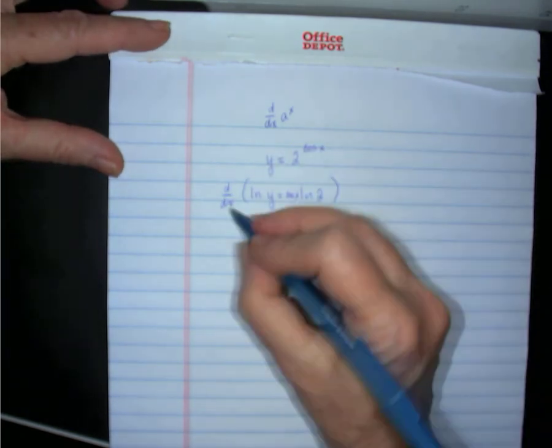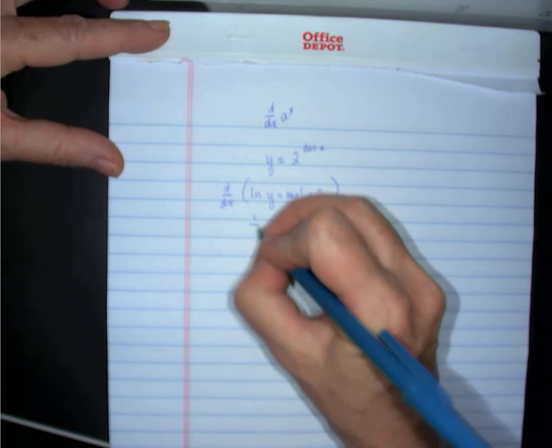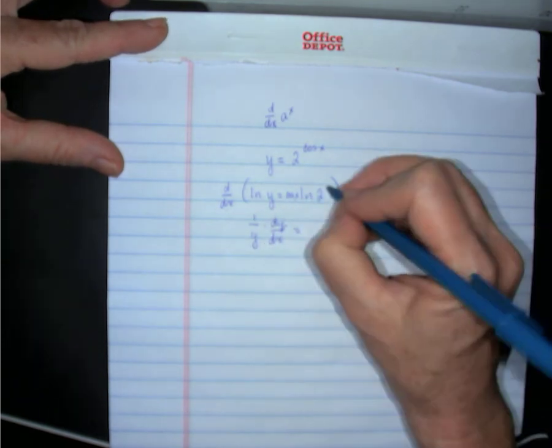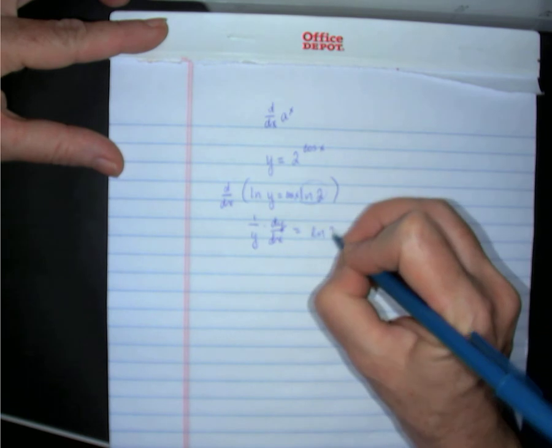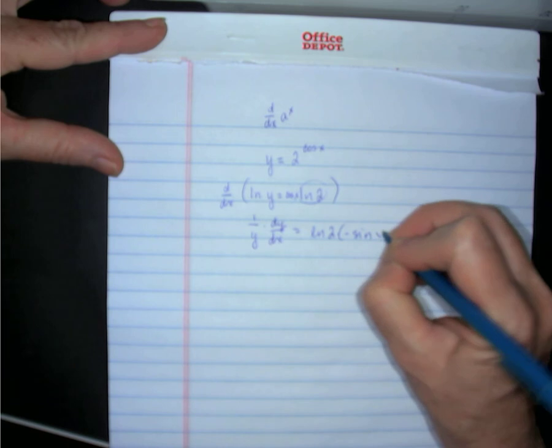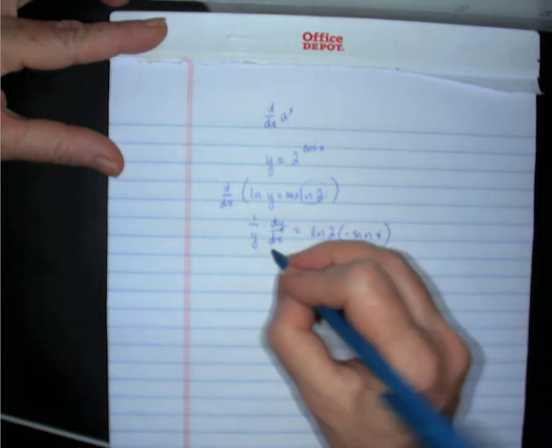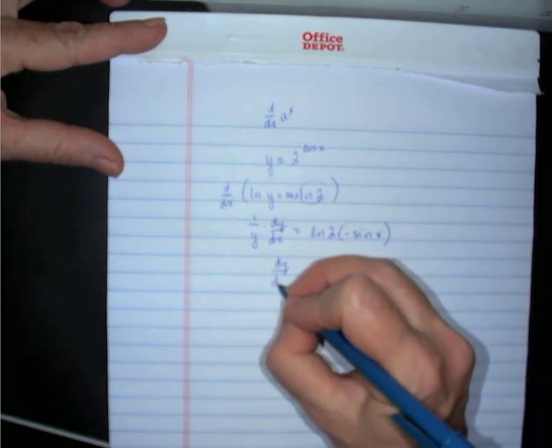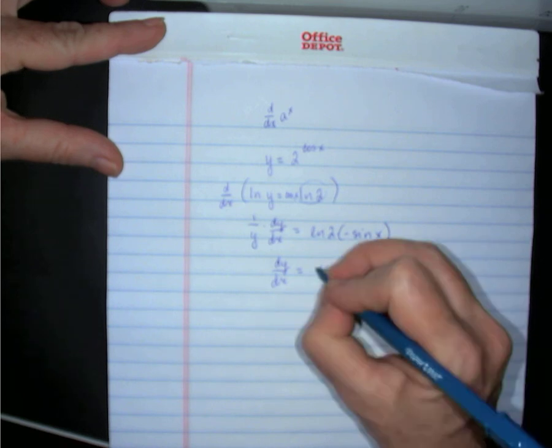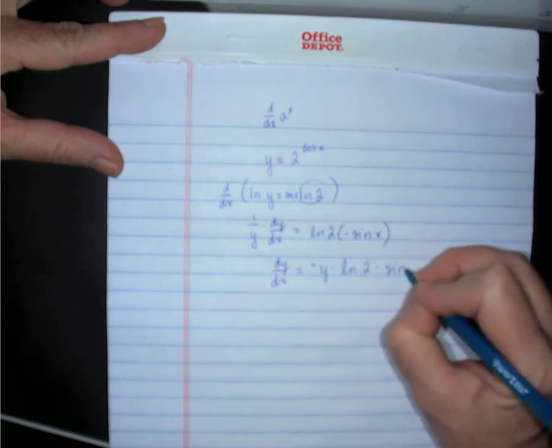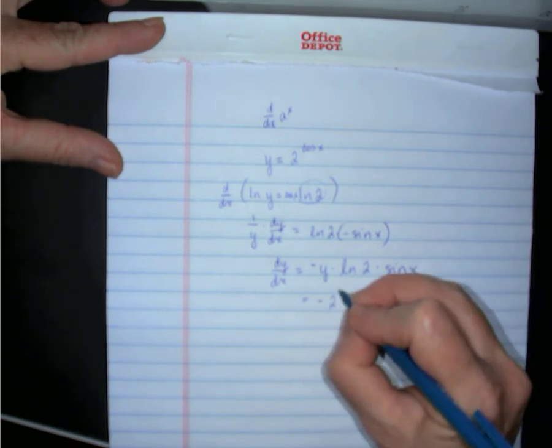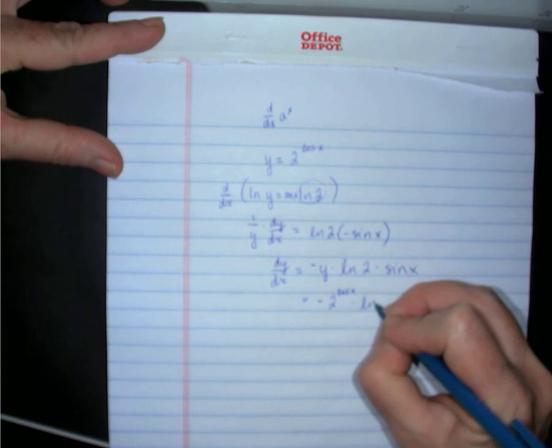So on the left-hand side, the derivative of ln y is 1 over y dy/dx. And on the right-hand side, ln 2 is just a number. I'm going to carry that along, and the derivative of cosine is negative sine of x. So then when we solve for dy/dx, we're left with y times natural log of 2. I'm going to put the negative out front, sine of x, and then we can go back because y was 2 to the cosine x. So we're left with negative 2 to the cosine of x times natural log of 2 times sine of x.